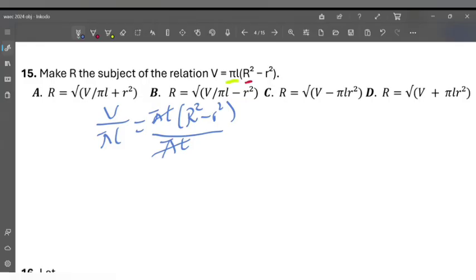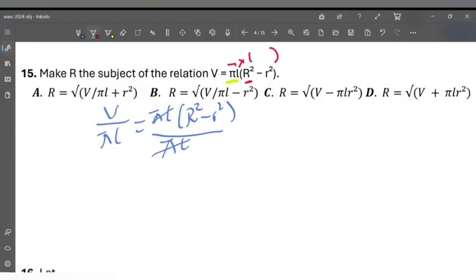And we always use the opposite of that thing that is disturbing our value. We always use the opposite of that thing to kill it. What I mean is, this pi l was multiplying the bracket here. If you can see it, pi l is multiplying our brackets. So I use division, which is the opposite of multiplication, to kill that pi l, or to take it away to the other side.